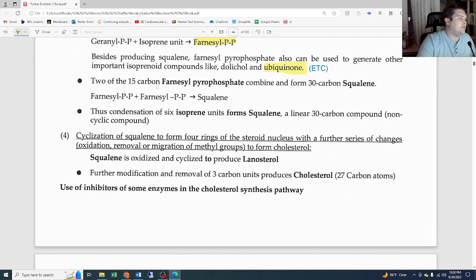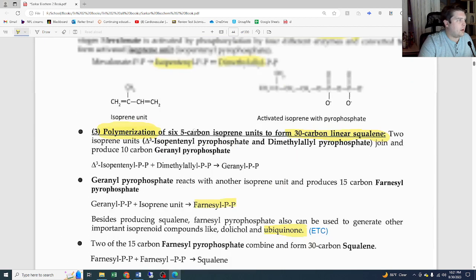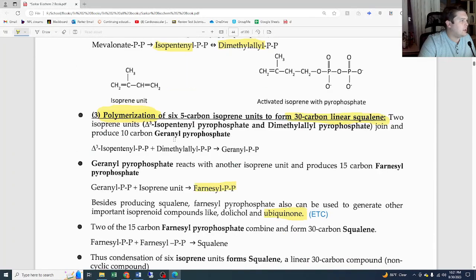So the two 15 carbon farnesyl pyrophosphates combine and form the 30 carbon squalene. Thus, condensation of 6 isoprene units forms squalene, a linear 30 carbon, non-cyclical compound. Right here, those 6 of those 5 carbon isoprene units.